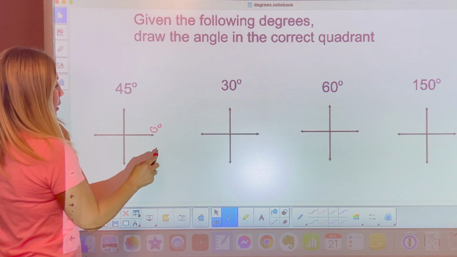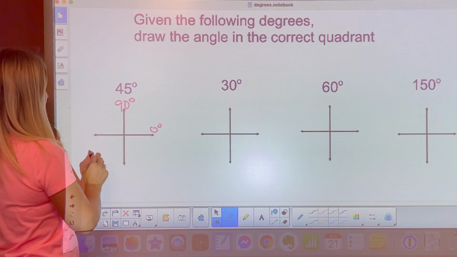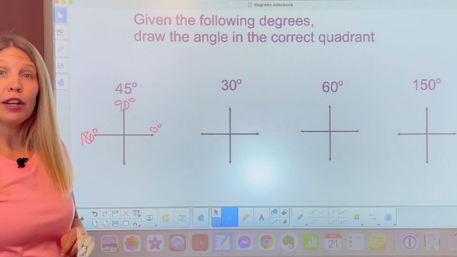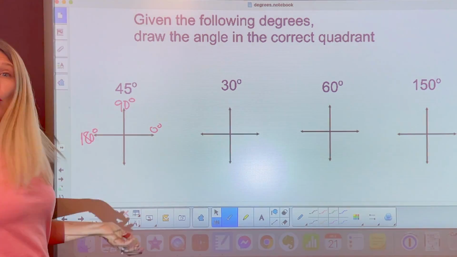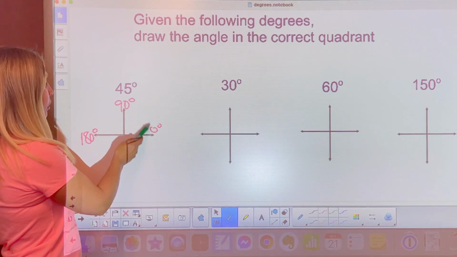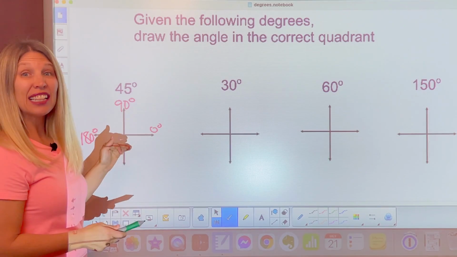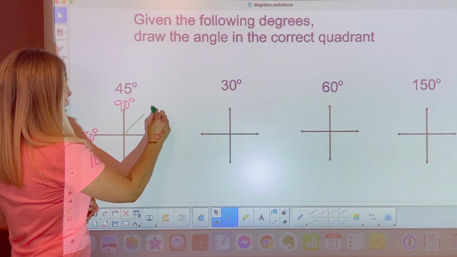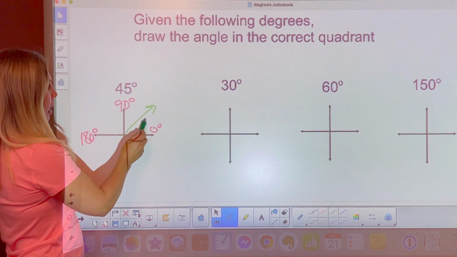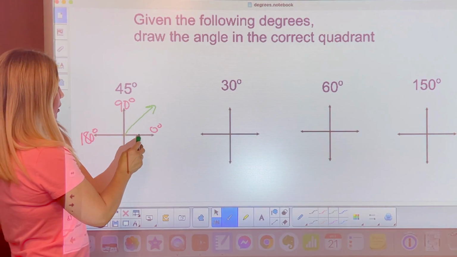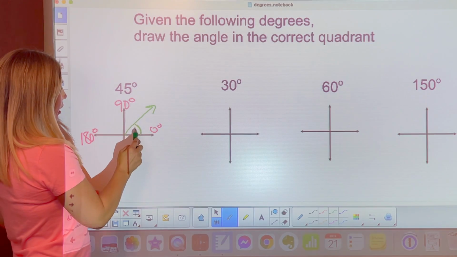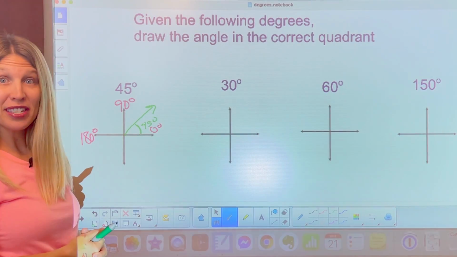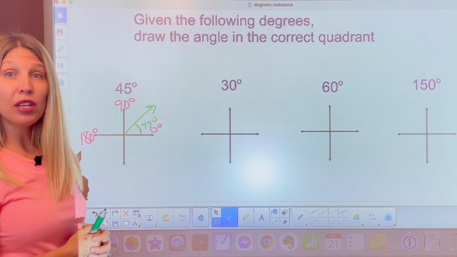Again, this is 0 degrees. We've got 90 degrees up here, 180 to the left. Well, this problem wants us to find 45 degrees. So 45 degrees is going to be between 0 and 90. In fact, it's going to be exactly in the middle. So you just draw an arrow up from origin, out 45 degrees, and then you can label the angle right here. This would be a 45-degree angle. Pretty simple.